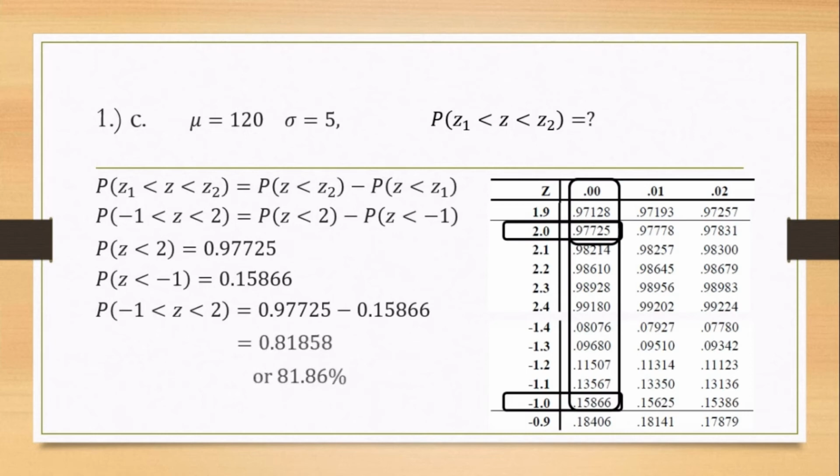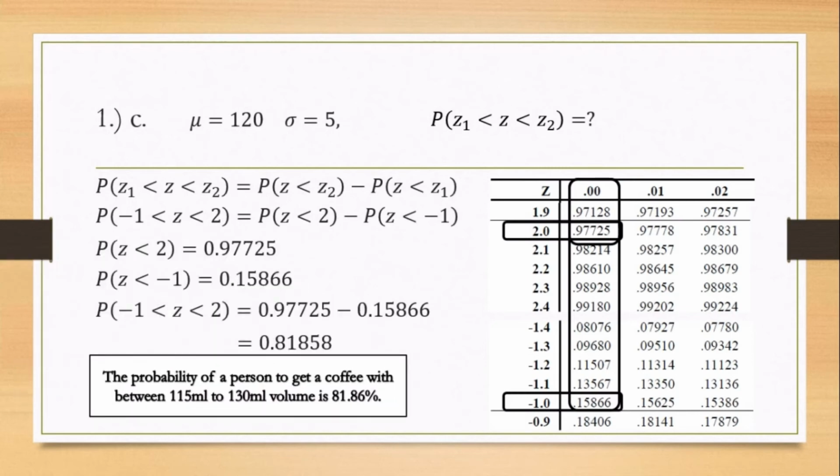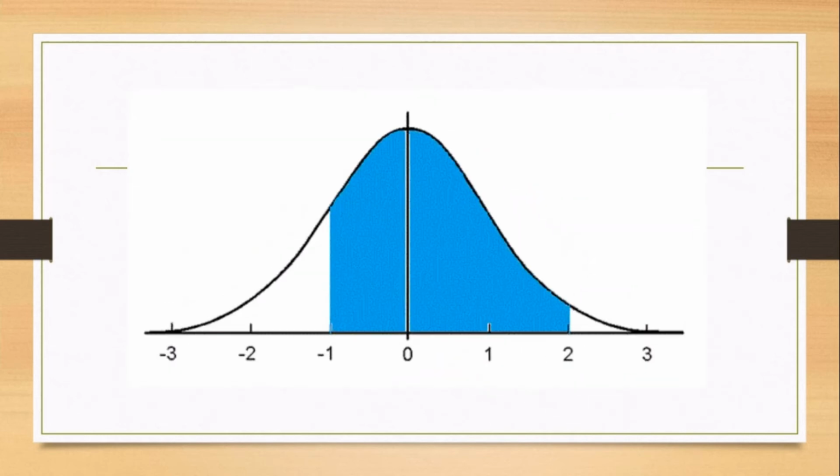81.86%. In conclusion, the probability of a person to get a coffee with between 115 to 130 milliliters volume is 81.86%. This is the area in between the plotted points, -1 and 2. The area 81.86% greatly covers the normal curve.